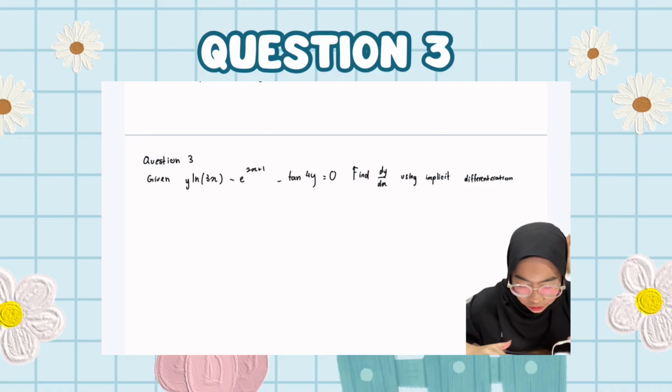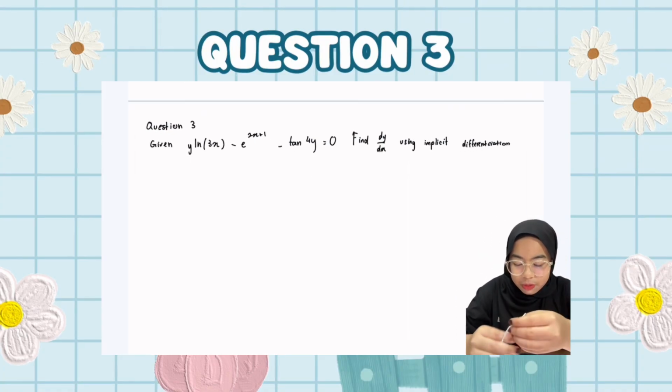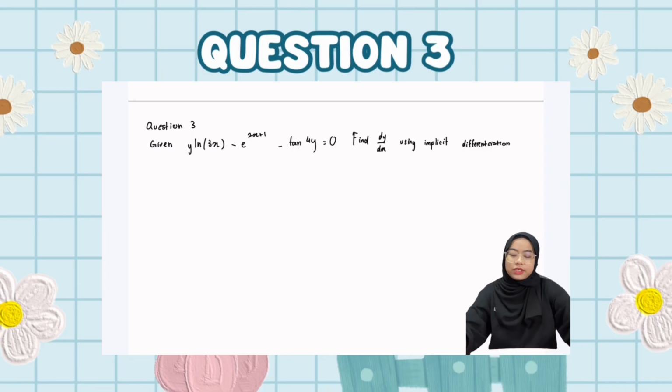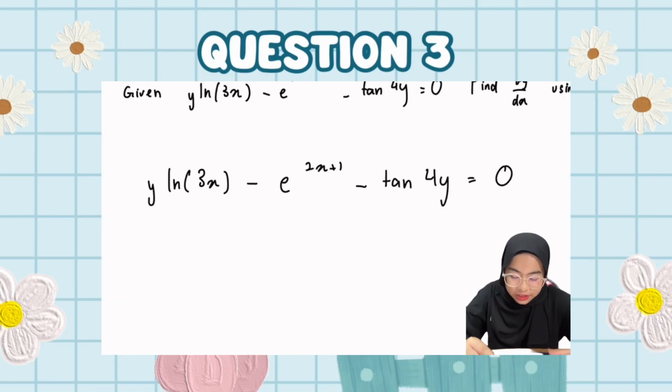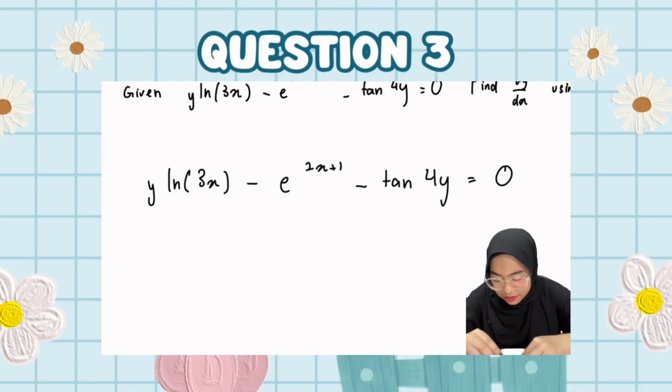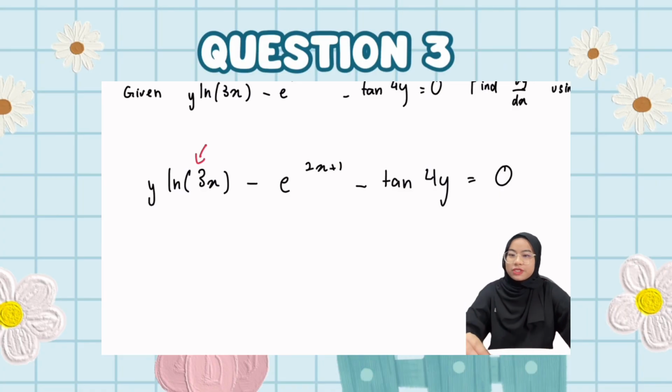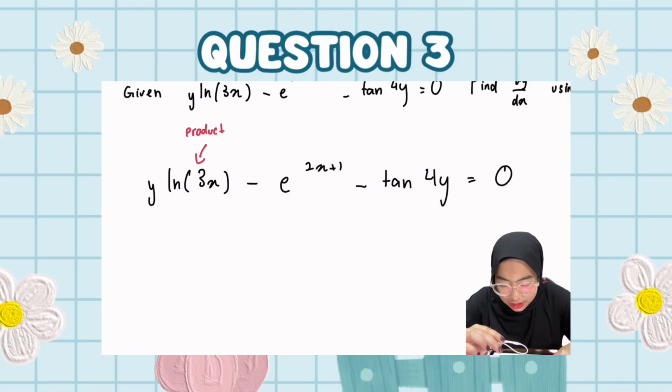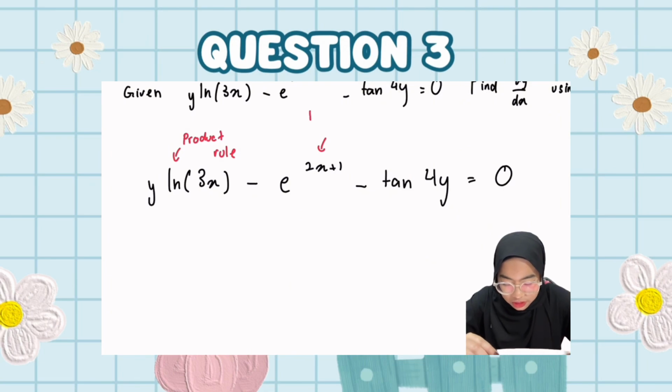I'm going to show you how to solve question number 3. Given the equation, we must find dy dx using implicit differentiation. Alright, let's take a look at the equation. Let's break down each term. First, if you see this, what rule is suitable for us to use? It is the product rule. And second, it has a power, so we must use the power rule. And lastly, it has trigonometry, which is tan here, so we must use the chain rule.